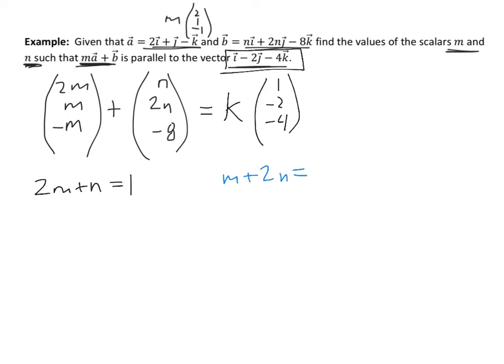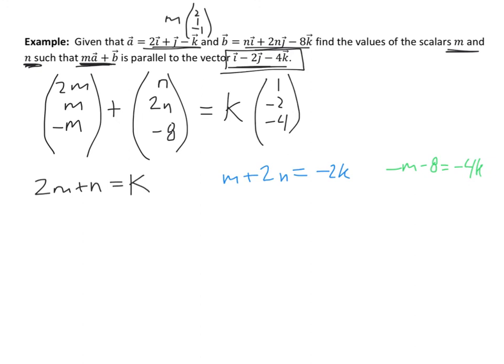Oh, sorry, I just realized back here that shouldn't have been 1, this should have been k. For the y components, m plus 2n should be equal to negative 2k. And for the z components, negative m minus 8 should equal negative 4k.